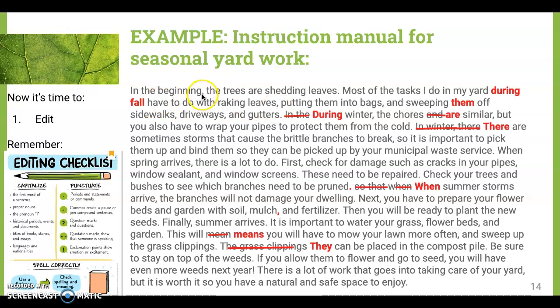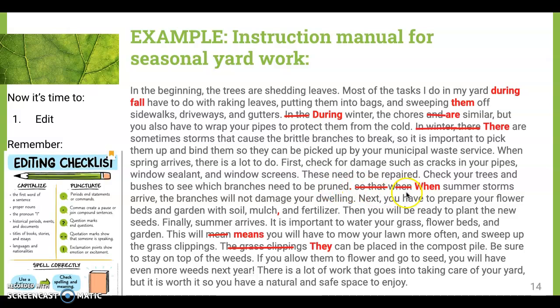In the beginning is a transition phrase. Then I say some linking words, but you also have to wrap your pipes to protect them from the cold. So it is important. So is a linking word. When spring arrives, that's a transition. I'm saying that the time has changed. First, that's a linking word because I'm talking about spring.